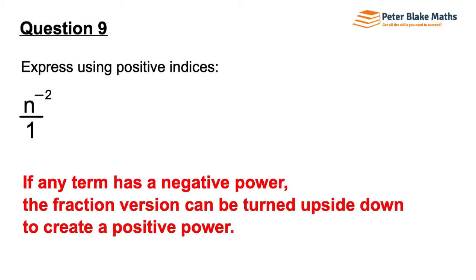If we put n to the minus 2 over 1, and anything can be expressed as being over 1, and then we turn that upside down, we get a 1 on the top, and notice we get an n squared on the bottom. So turning that original term into a fraction and then turning it upside down, we can think of that as using up the minus part of the indice.